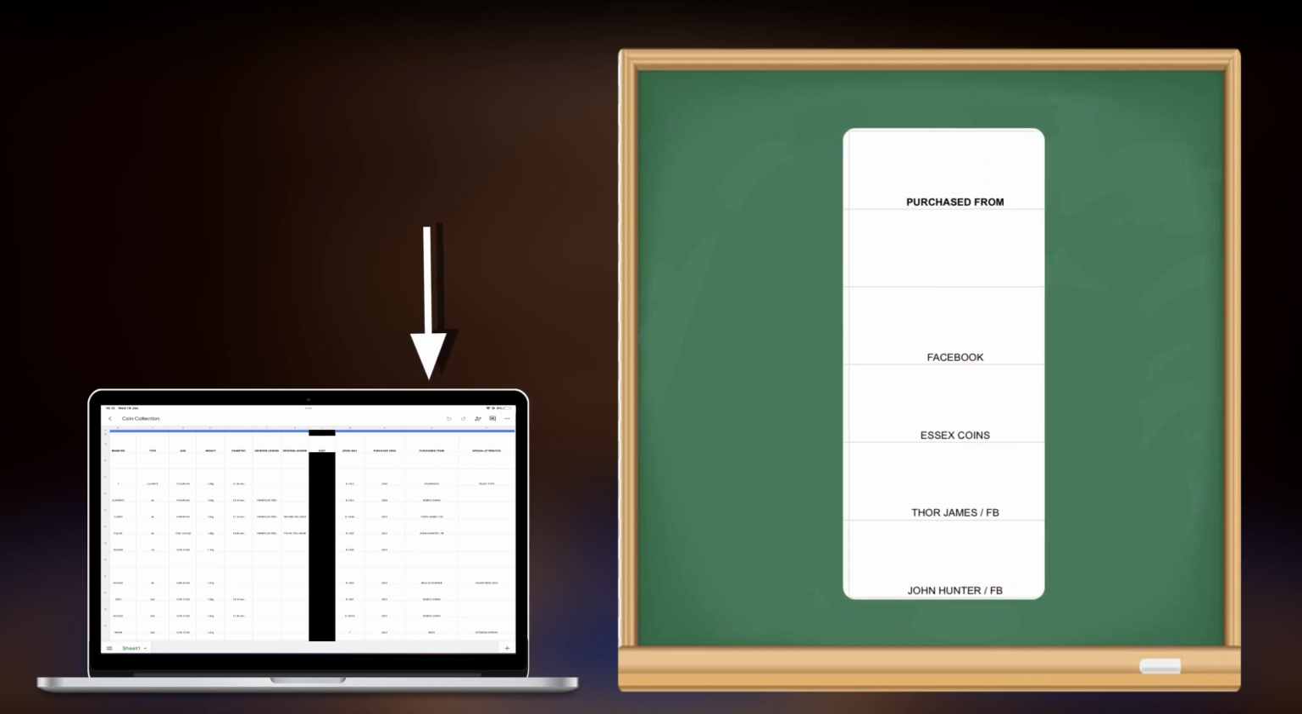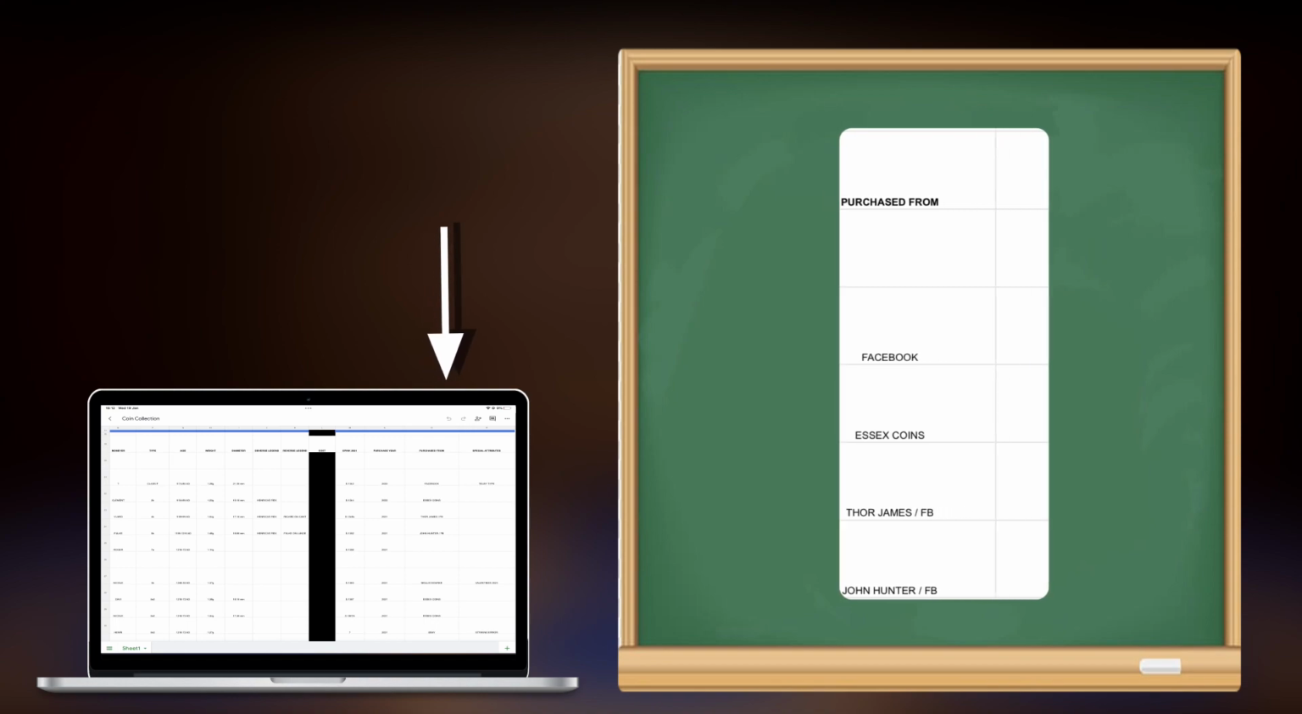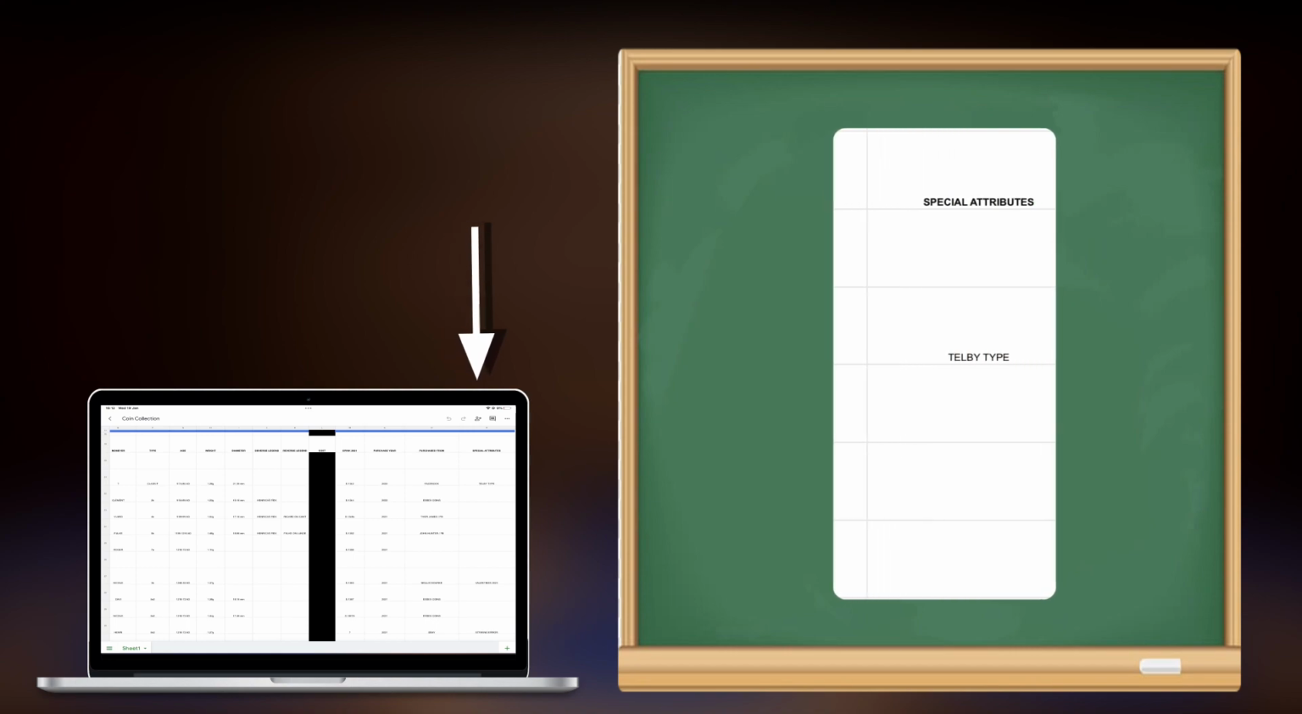Second to last, I have a section that tells me who or where I bought it from, whether it be at found detecting, Facebook groups, eBay, auctions, or friends. It's always good to remember where it came from. And lastly, I have any special attributes that the coin may have. For example, it could be from a famous hoard, from a specific coinage, or I put in information about whether it's special to me, like a gift from a loved one, or a gift from a fellow collector.